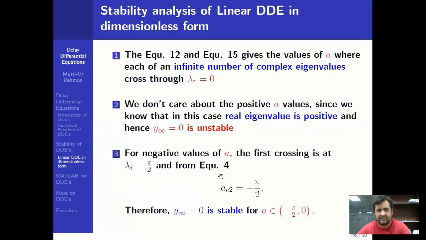Okay. Then if you go back to equation 4, you will see that this point is basically minus pi by 2. On the other hand, you can say that if this parameter is from this open interval, then we will have this equilibrium solution as a stable equilibrium solution.